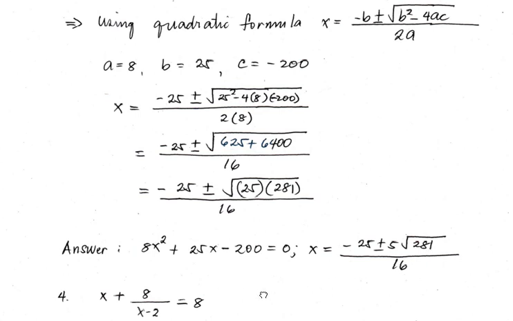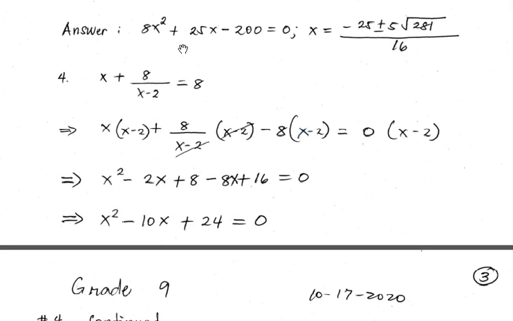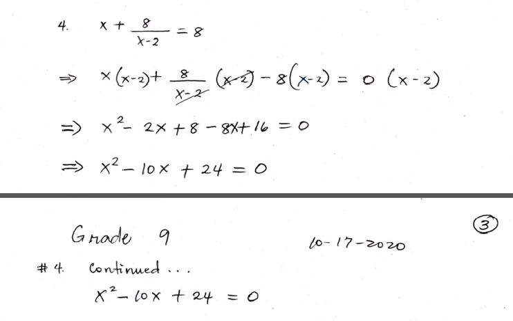So the required answer for this particular exercise is 8x squared plus 25x minus 200 equals 0. And the values for x are negative 25 plus 5 square root of 281 over 16 and negative 25 minus 5 square root of 281 all over 16. Done with number 3. Problem number 4 now.